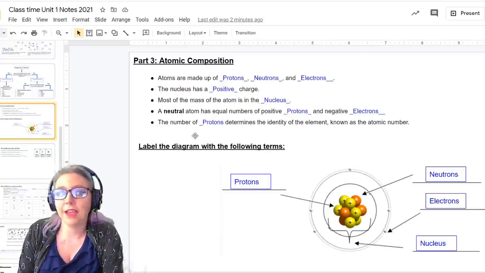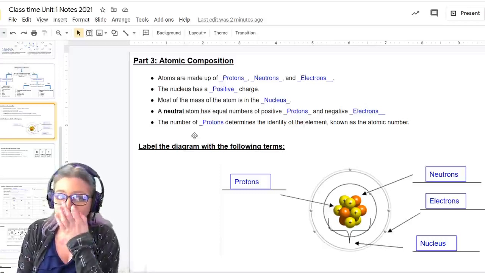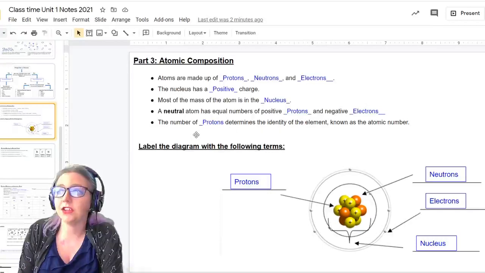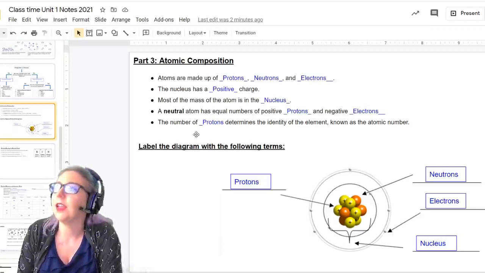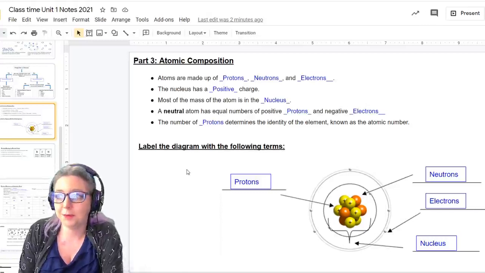A neutral atom has equal numbers of positive protons and negative electrons. Therefore, there is no charge. Their charge is 0. They are neutral. And the number of protons determines the identity of the element, also known as the atomic number.